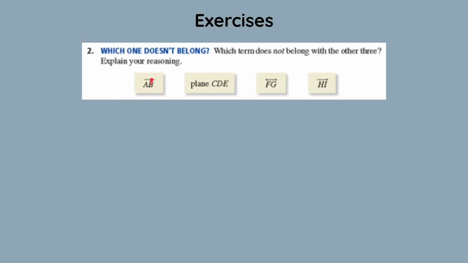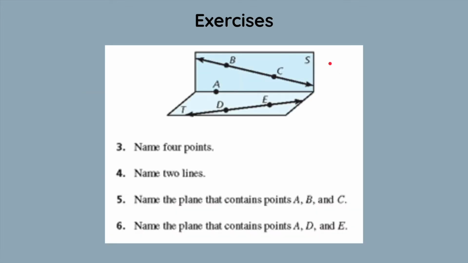So which one doesn't belong? We have AB, FG, and HI. And we have line segment AB, line FG, and ray HI. And the difference between these three and a plane is that these three all include only 2 points, whereas a plane includes 3 points. So we can see that plane CDE is the term that does not belong with the other 3. Let's move on to exercises next.